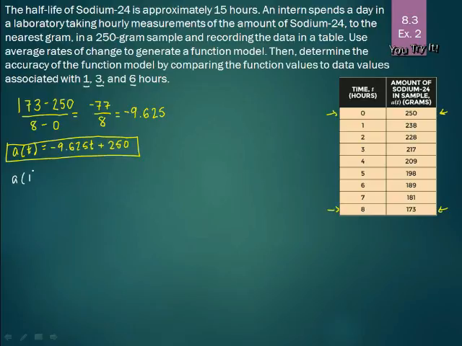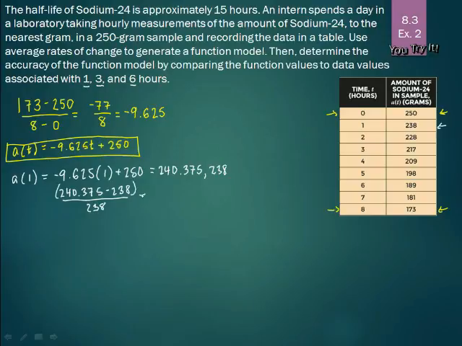So A of 1, typing that into a calculator, we get 240.375. We're going to compare that to the value at 1 in our table, which is 238. Let's find the percent error. We take what we got from our function model, subtract the original value, and divide by that value, 238. Typing this in the calculator, making sure to put the numerator in parentheses, we get 0.0099 and so on. It's a pretty long decimal, so let's round it to the nearest thousandth.